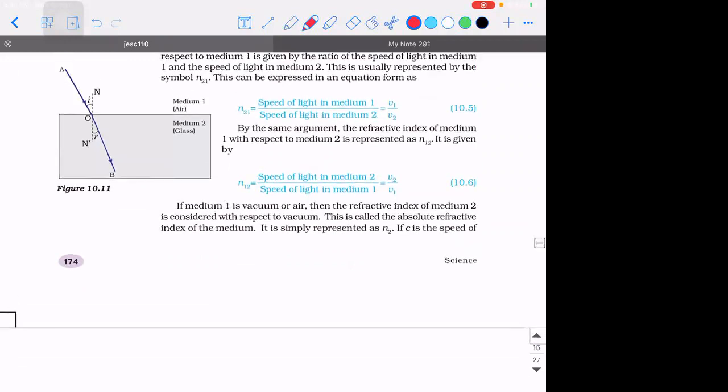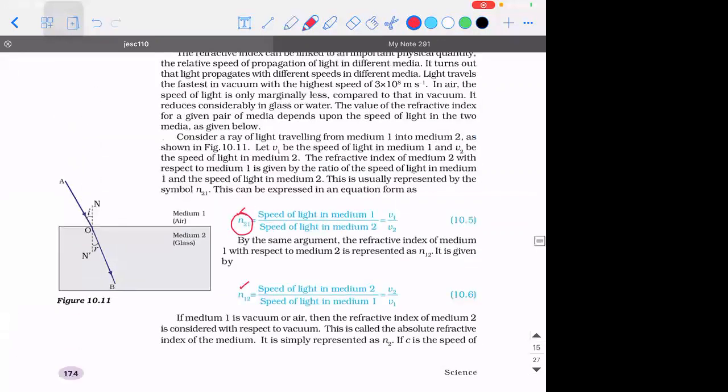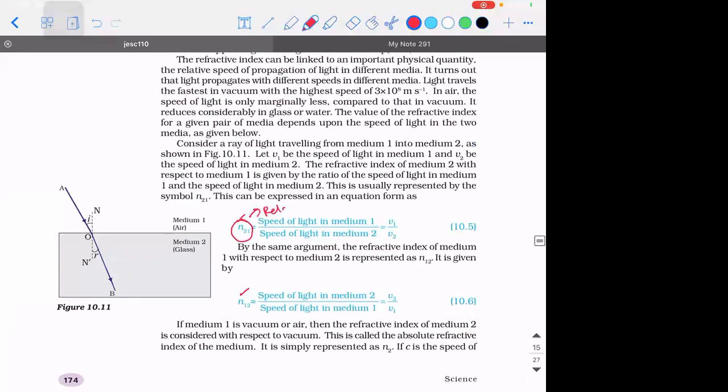In your textbook, they have given it as N21 and N12. What does this mean? It's going from medium 2 to medium 1, so it is called the refractive index of medium 2 with respect to medium 1. They don't use this word, but it is actually called the relative refractive index.